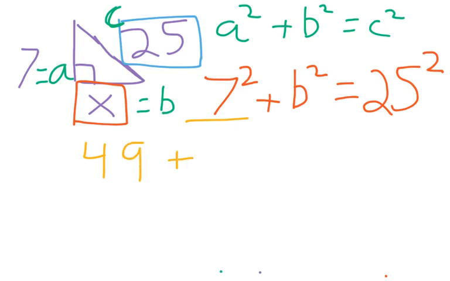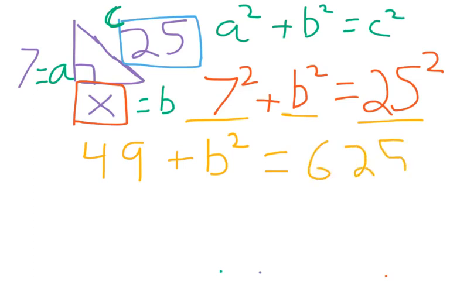Plus, now I don't know what B squared is, so I'm just going to bring that on down. I'm going to bring my equals down. And then I'm going to figure out what 25 squared is, or 25 times 25. And when I do that, I get 625. So this is where a geometry problem turns into an algebra problem.